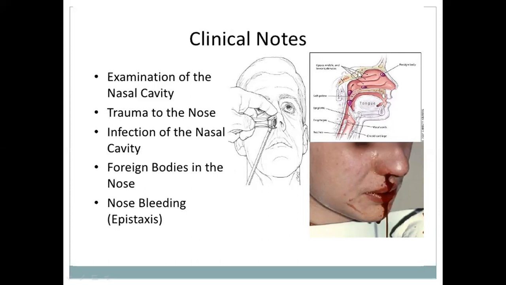Any infection in the nasal cavity can spread through the auditory tube, because posterior to the nasal cavity is the nasopharynx, and the auditory tube opens into the lateral wall of the nasopharynx. So infection in the nasal cavity transmits through the opening of the auditory tube into the middle ear cavity and causes infection of the middle ear, that is otitis media.